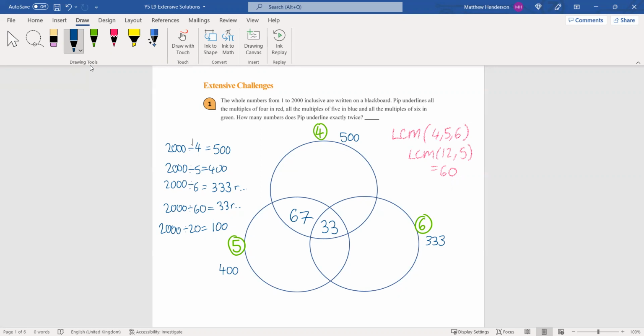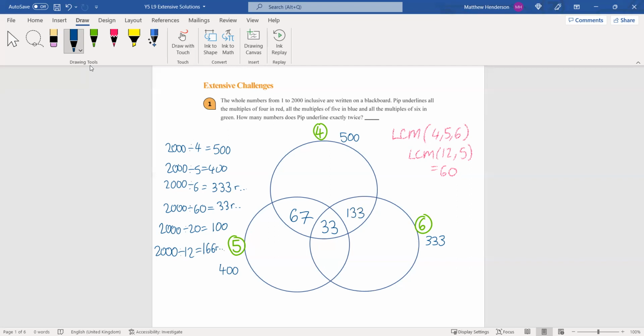Just to give you an example of what that means, the number 60, of course, is a multiple of 4 and 5, but it's also a multiple of 6. So I don't want to count that one twice. Now I'm going to do the same for multiples of 4 and 6. So the lowest common multiple is 12. So I'm going to divide by 12 to find out that we've got 166 with a little remainder, but there's 166 multiples in total. Okay, and I don't want to include the 33 that are multiples of 5 as well. So that gives me 133 in that box.